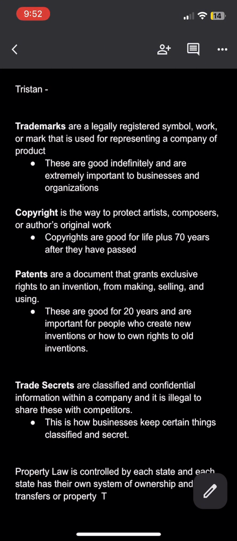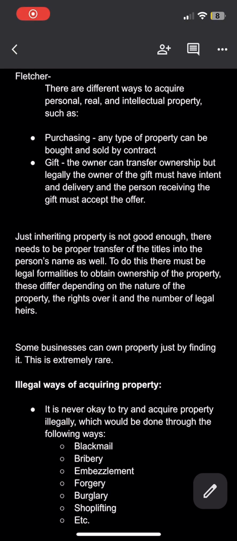Property law is controlled by each state, and each state has its own system of ownership and transfers of property. There are different ways to acquire personal, real, and intellectual property, such as purchasing. Any type of property can be bought and sold by contract. Gift. The owner can transfer ownership, but legally the owner of the gift must have intent and delivery, and the person receiving the gift must accept the offer.